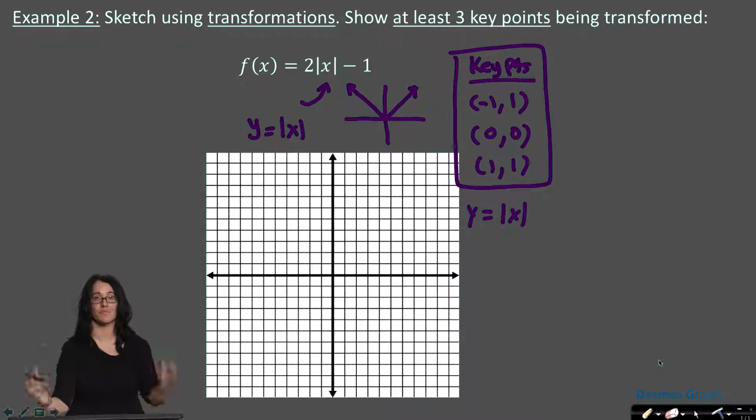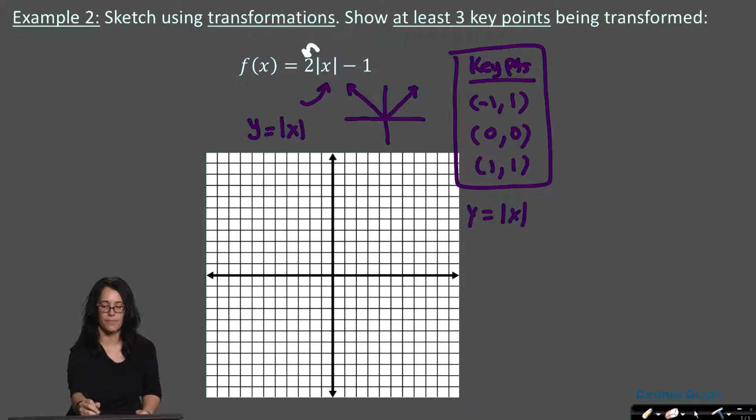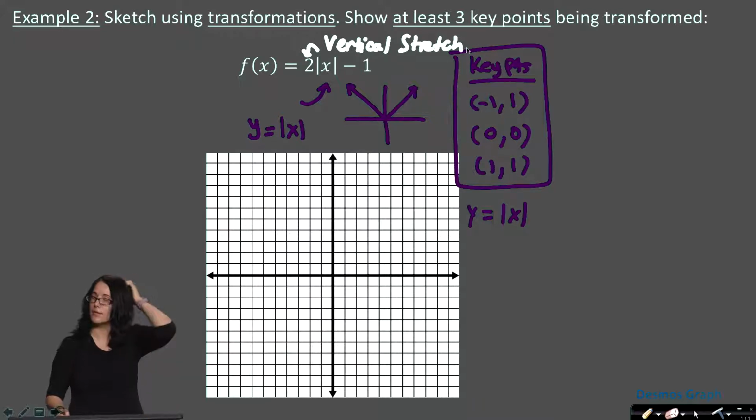Well, the first thing we look for is inside parentheses, but I don't see anything inside those absolute value bars, right? If there were, that's what I would do first. The second thing is multiplication, and I do have something touching my output, right? And it is 2. That's called a vertical stretch, right? We talked about that in the last part of our previous slide, 2 slides ago.